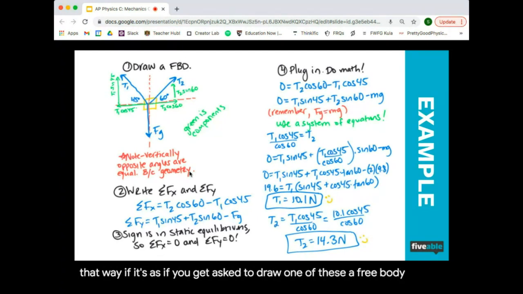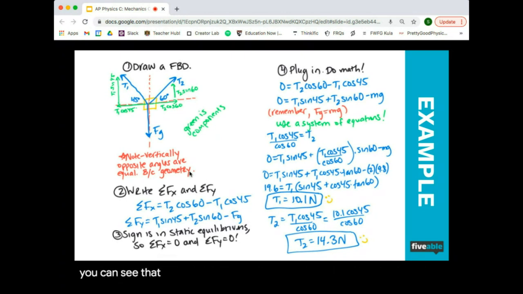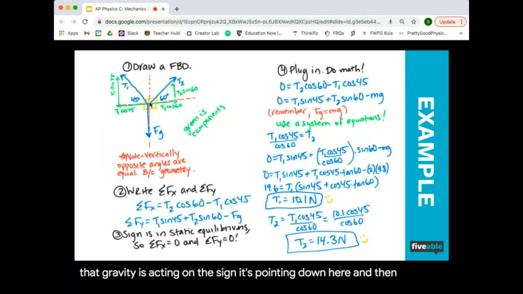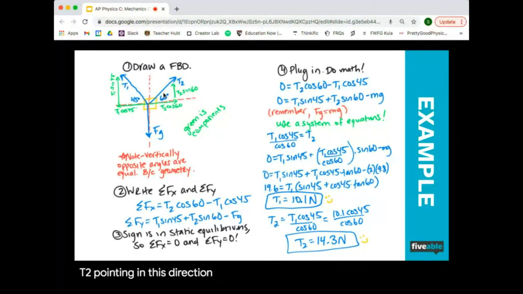And then if we just talk through how I did it, we know that gravity is acting on the sign. It's pointing down here. And then each of the ropes is holding up the sign. So we've got T1 pointing in this direction, T2 pointing in this direction. Now, I did want to briefly talk about geometry. It's not my favorite subject, but it is useful here.